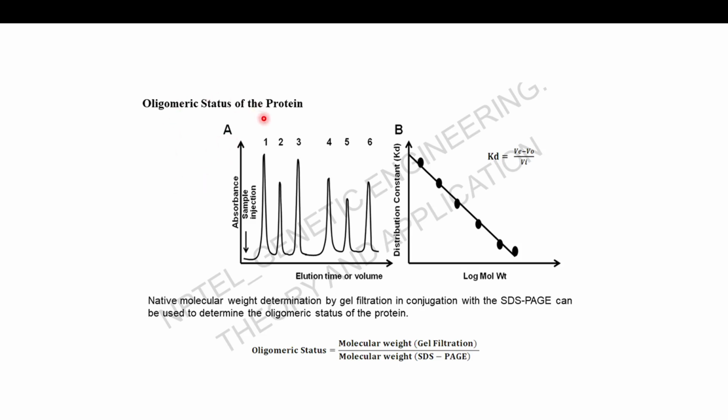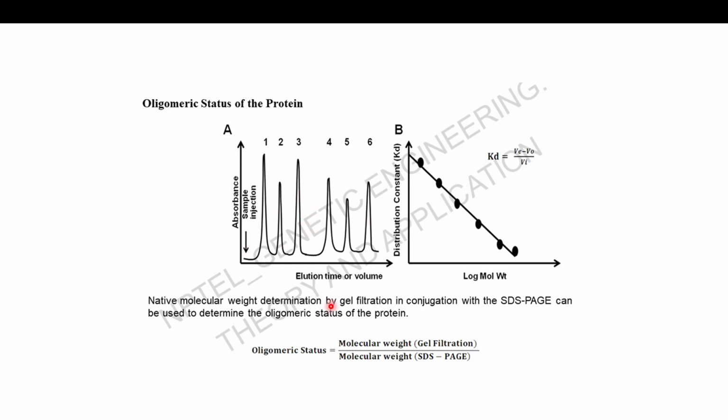And suppose you are running it on SEC, what you can see is different peaks owing to the oligomeric status of the protein. Okay, the monomer will be eluting out at a later part, whereas the whole tetrameric part of the protein will be eluting out first.